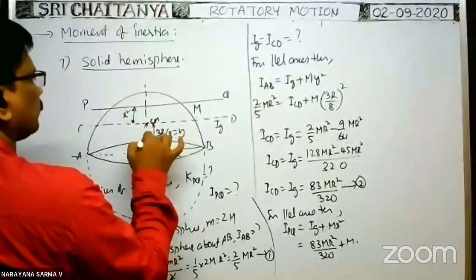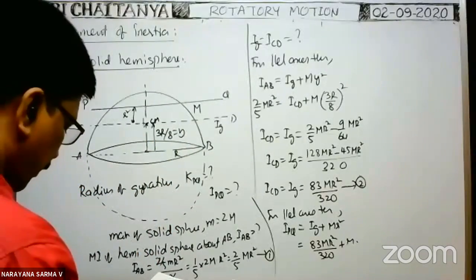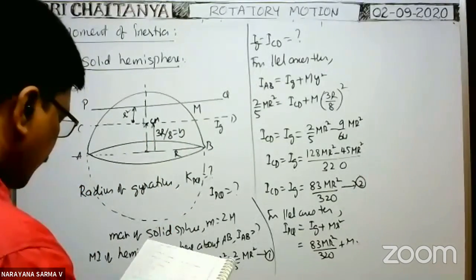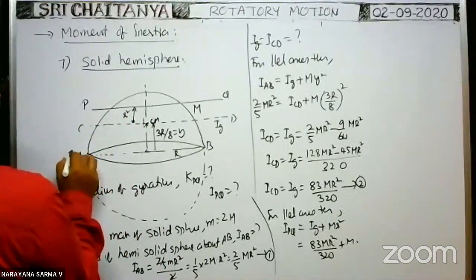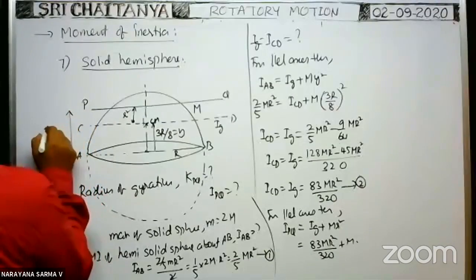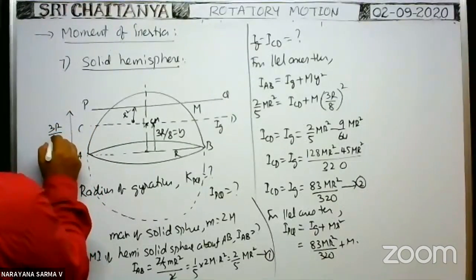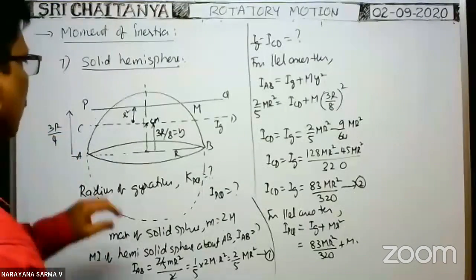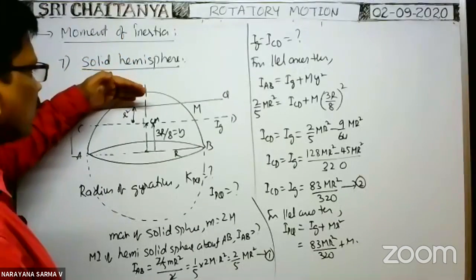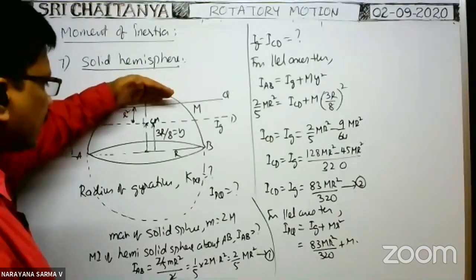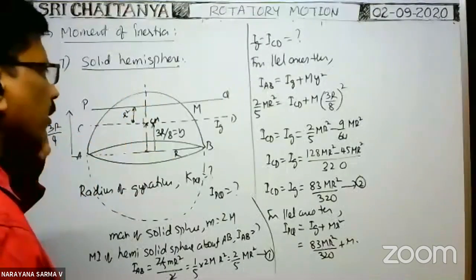What about this distance? I think that distance is given in the problem. That distance is given as 3r by 4. This distance is given by them only. That is 3r by 4 is given. Yeah, 3r by 4 is given. What is the radius of gyration of the hemisolid sphere about this axis, which is at a distance 3r by 4 from the center? Means this distance is given by them only.